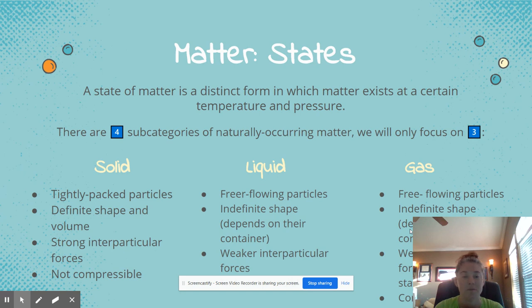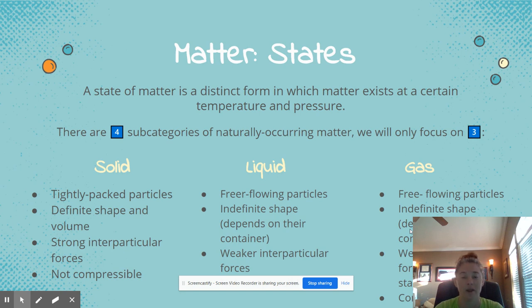So those particles we spoke about in the last video, the atoms are tightly packed together in a solid, or the formula units are tightly packed together in a solid, or the molecules are tightly packed together in the solid state. They have a definite shape and volume, strong interparticular forces, which means the forces between the atoms or between the formula units or between the molecules are very strong, and they are not compressible, which means you cannot get them to fit into a smaller volume.